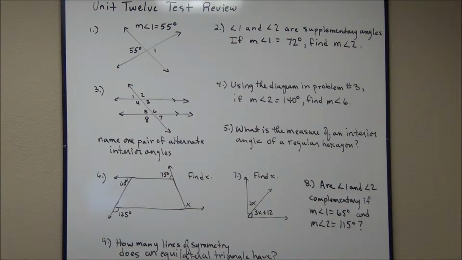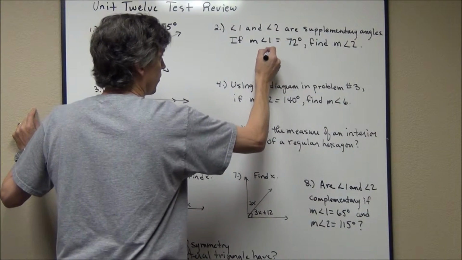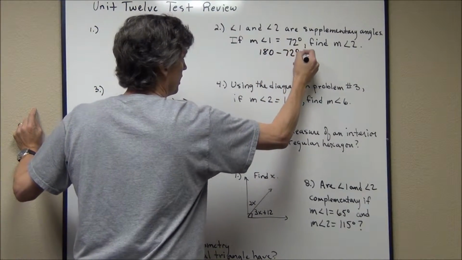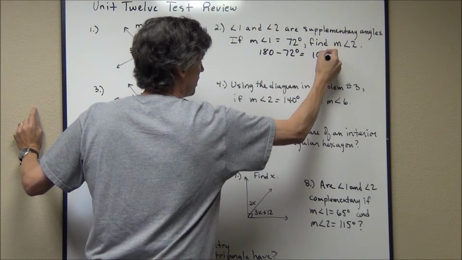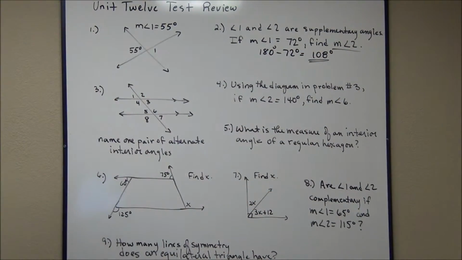Problem 2, angle 1 and angle 2 are supplementary angles. That means they add up to 180. If the measure of angle 1 is 72 degrees, find the measure of angle 2. Well, it would be 180 minus 72 degrees, which would be 108 degrees for the measure of angle 2. That was pretty straightforward. Remember, two angles are supplementary if their measures add up to 180.